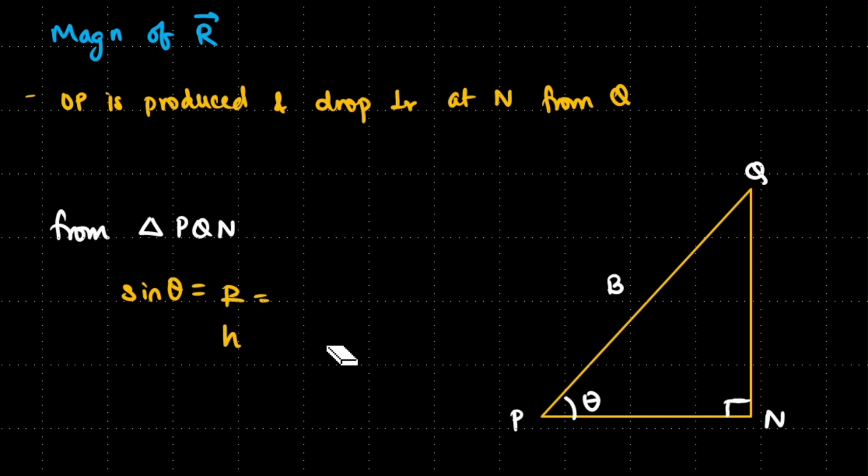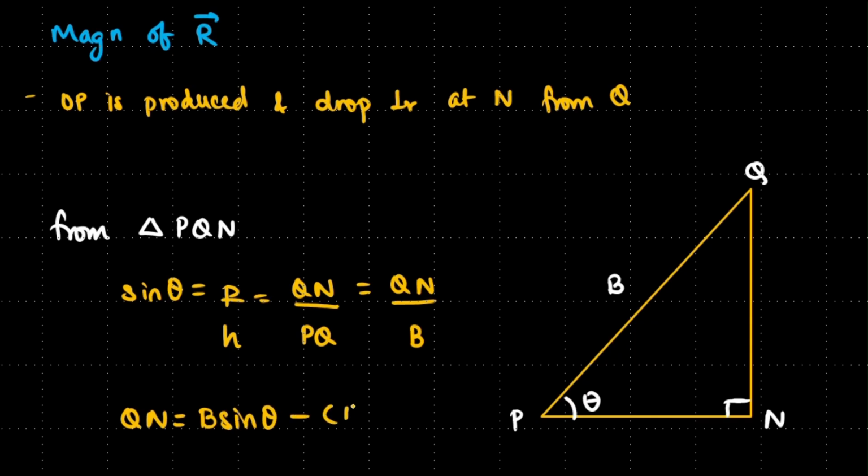What we are gonna do is QN by the longest side, which is PQ, right? And now QN by PQ is just basically B, so this will be B, right? Now let's do some cross multiplication. So let me rephrase that: QN is gonna be B sine theta. Let's call this equation 1.